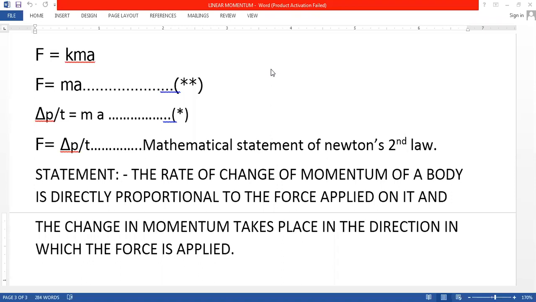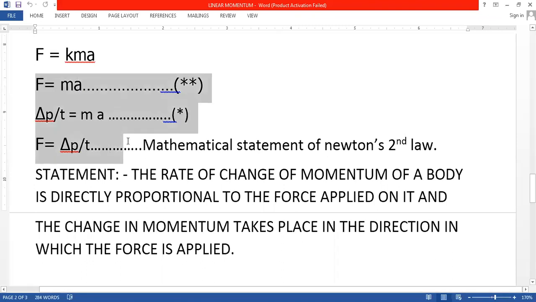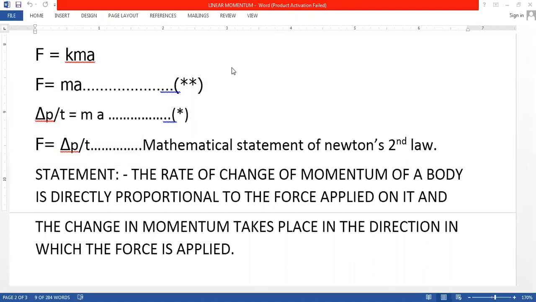Okay, so now what we will do, as we have discussed the formula and we know the relation, delta P upon T is equal to MA, F is equal to delta P upon T and F is equal to MA. So these three important formulas are there which we can use in the mathematical relations.